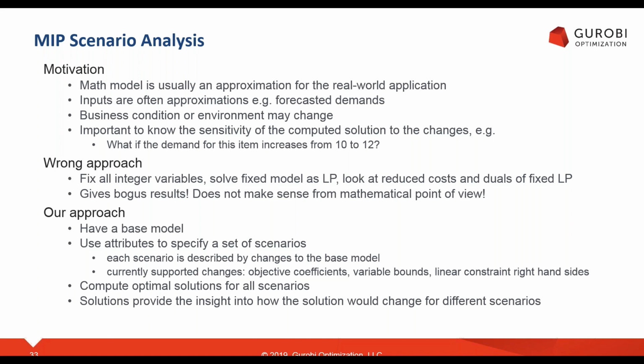So you say for each scenario, what is the difference to the base model? Currently what you can specify are differences in linear objective coefficients, in the variable bounds, and in the right-hand sides of linear constraints. For example, this demand of 10 could be a right-hand side of a flow conservation constraint in your model. Then you can say that in scenario number 1, the right-hand side of this constraint is 10, and in scenario number 2, it is 12.